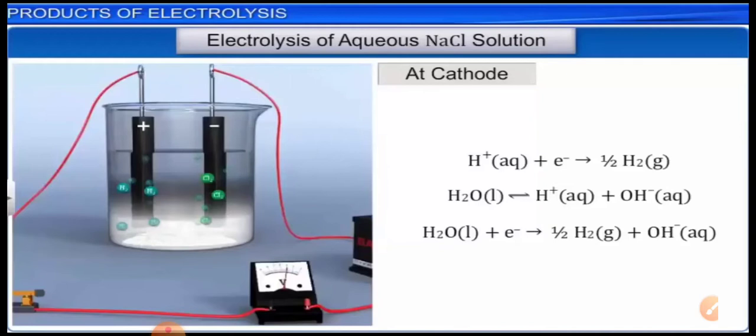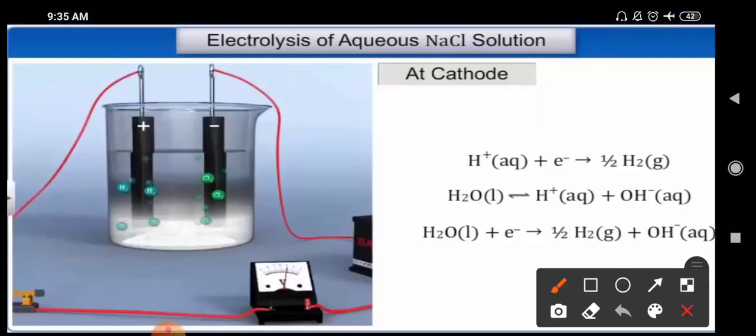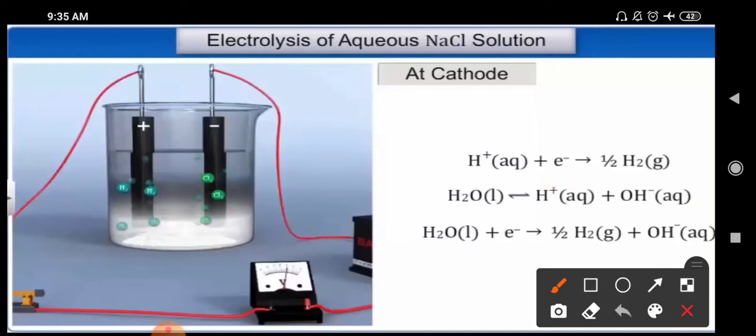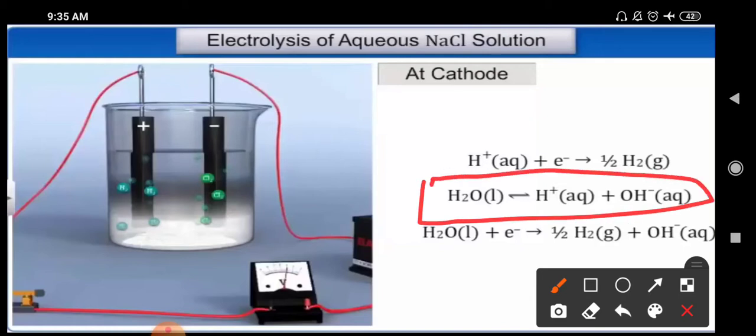So here we have a reaction. Water will gain one electron and it is eventually converted into H2 gas and OH minus. How is it possible? Let's go with very simple calculations. We have the reduction reaction of the H plus ion into hydrogen gas. Again, we have the dissociation of the water molecule. Dissociation of water gives H plus and OH minus.